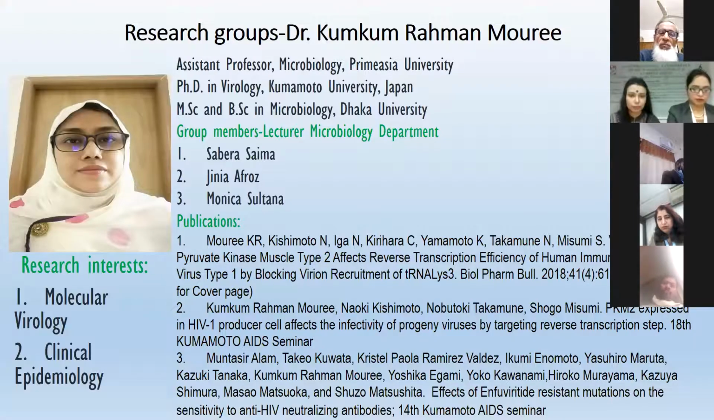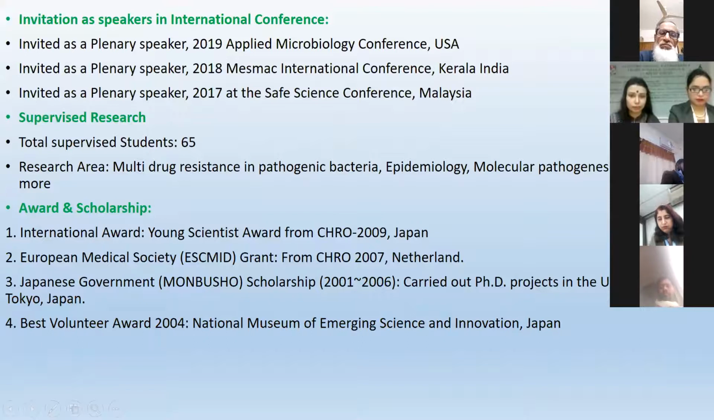Professor Dotto has supervised over 65 students and has researched in many fields. He has been awarded the Young Scientist Award by CHRO and has been honored with the European Medical Society award from CHRO in 2007, Netherlands. He has also been bestowed with the honor of the Japanese government Monbusho Scholarship in 2006. And finally, he has been awarded the Best Volunteer Award in 2004 from the National Museum of Emerging Science and Innovation, Japan.